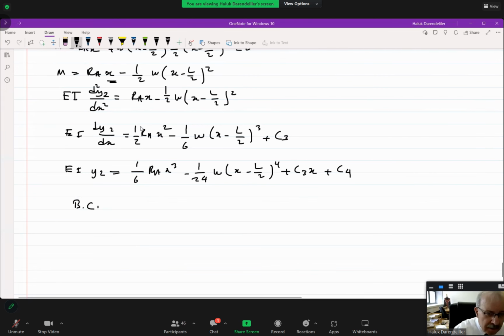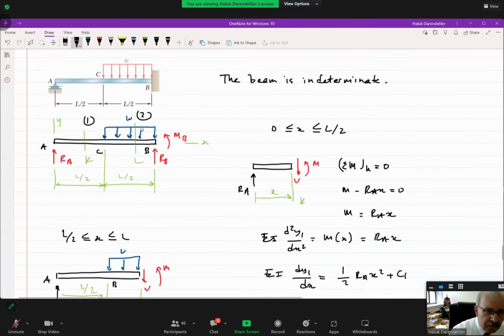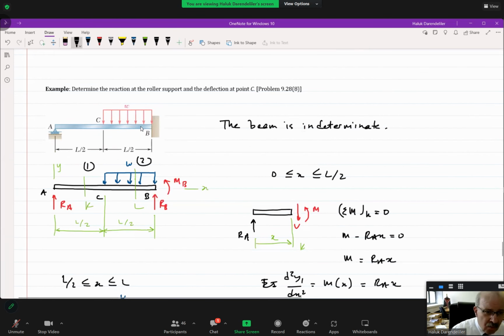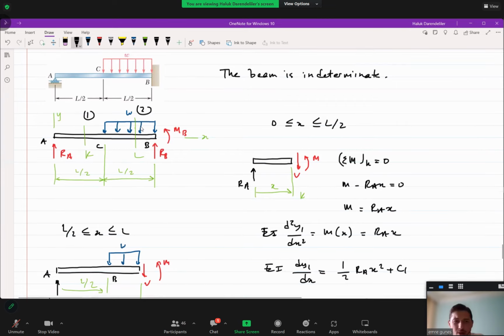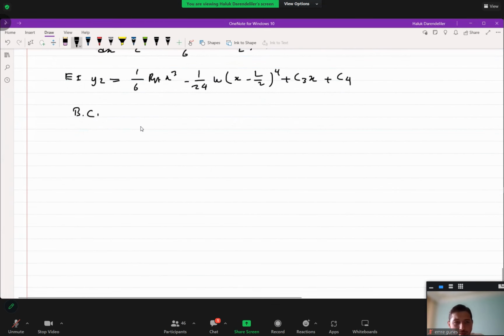Now look at the figure, this one. When x is equal to 0, what is y1? Yes? 0. Because there is a pin over there. So when x is equal to 0, y1 should be 0. And from here you can show that C2 is equal to 0.